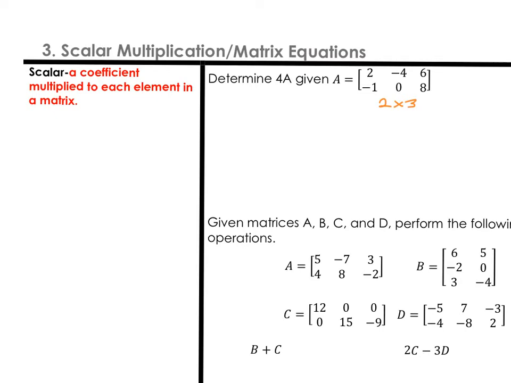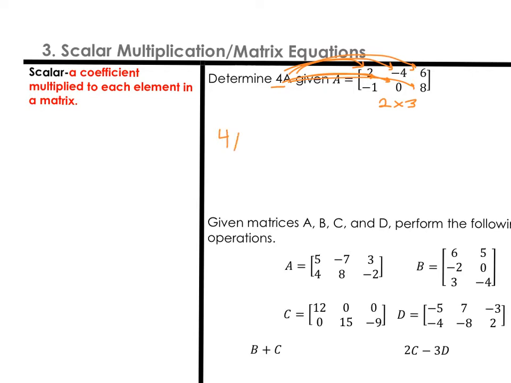So matrix A is a 2 by 3. It's important to practice that often to make sure you understand what represents the rows and what represents the columns. Now, if we're multiplying with a scalar of 4, truly all that means is we're going to take 4 and multiply it to every element in this matrix, and that's all it is.